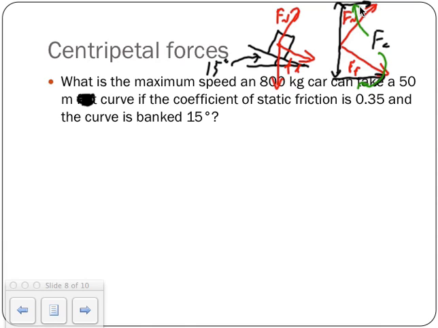So we're still looking for that maximum speed. We still know that Fc is equal to m v squared over r, 800 times v squared divided by the radius, which is 50. But this time, this is going to be equal not just to the frictional force, but rather to the x component of the frictional force, Ffx, plus the x component of the normal force, Fnx. And so we're going to need to figure out what those are.